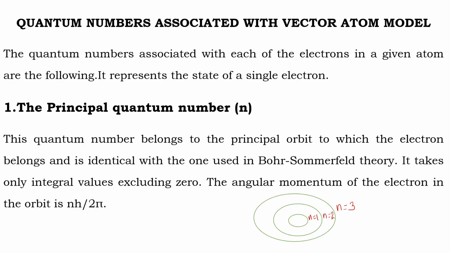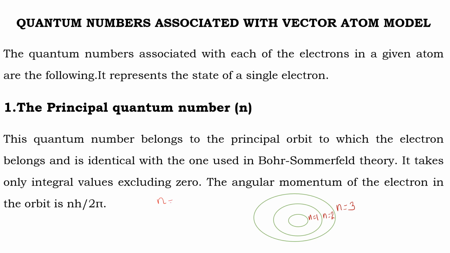The principal quantum number n represents the principal orbit to which the electron belongs, and it is identical with the one used in Bohr-Sommerfeld theory. It is represented by n, and it takes only integral values excluding 0. The angular momentum of the electron in an orbit is given by nh divided by 2 pi, where n is an integer excluding 0.